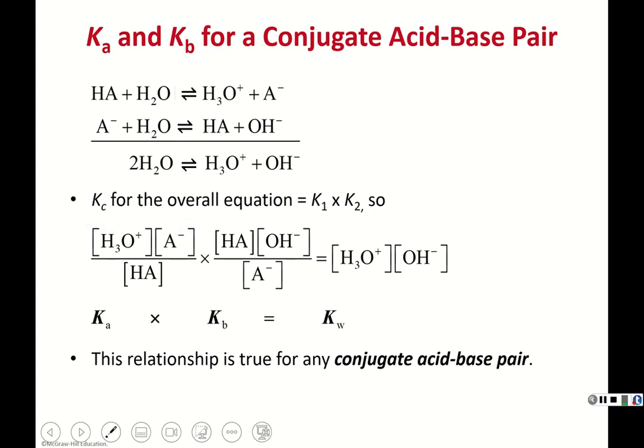So our acid Ka expression here is H3O plus times A minus divided by HA. And our Kb for the second equation is HA times OH minus over A minus. So when we multiply those together, you can see that A minus and HA are going to cancel. What we get is H3O plus times OH minus, which should look familiar. That's just the definition of Kw. So that relationship is true for any conjugate acid-base pair.